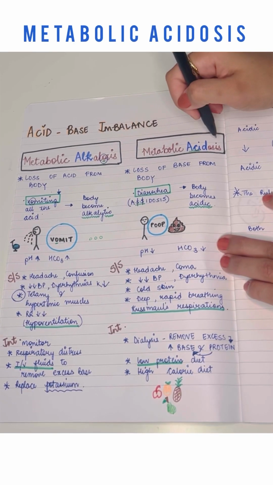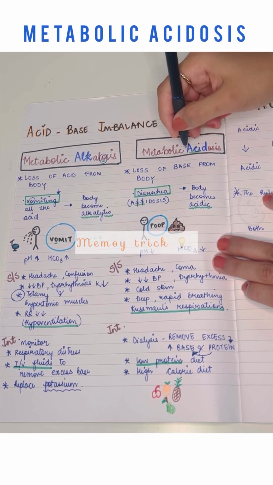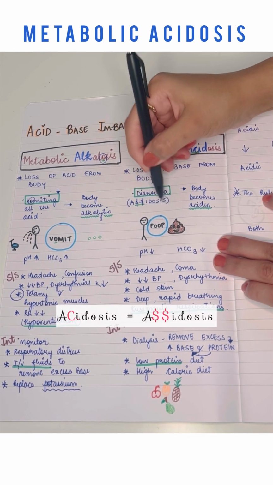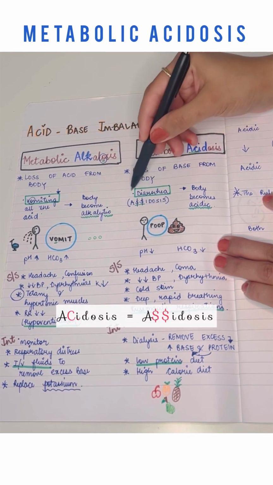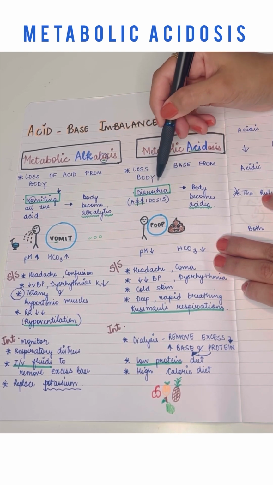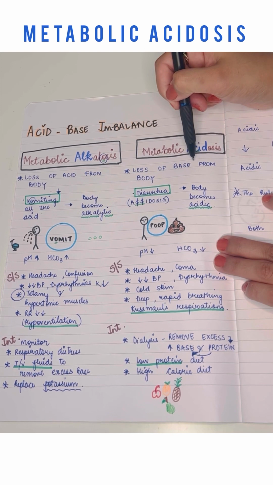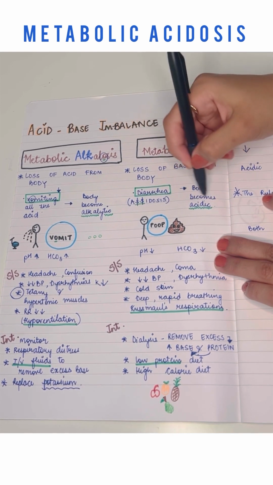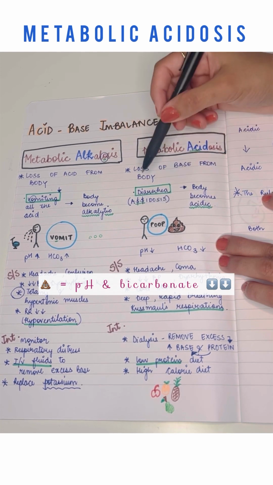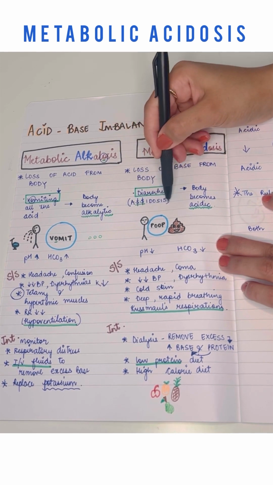Moving on to metabolic acidosis. For this, the memory trick you have to remember is acidosis. Through this, a lot of diarrhea happens, resulting in a lot of base that leaves your body, and the body becomes acidic. That means a lot of base is lost in the poop of the patient, resulting in acidosis.